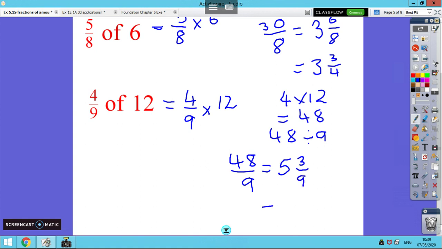And I can simplify 3/9 to be 1/3, because we can divide 3 and 9 by 3. Now that's your final answer there. So your final answer up here was 3 3/4, and your final answer down there was 5 1/3. So that's probably the most difficult that it might get, okay?